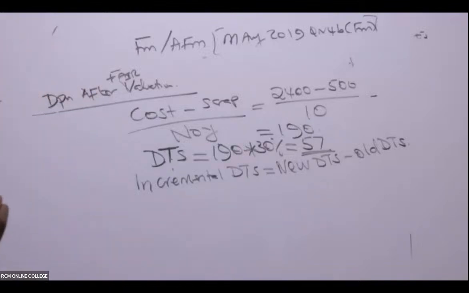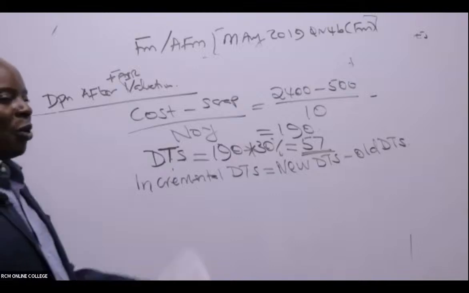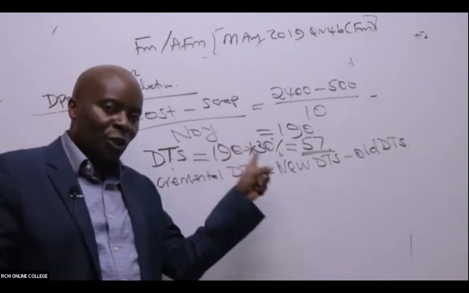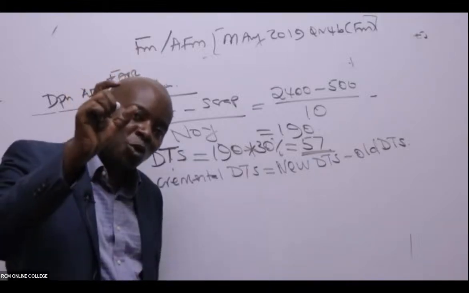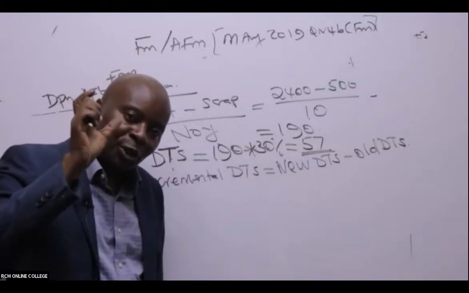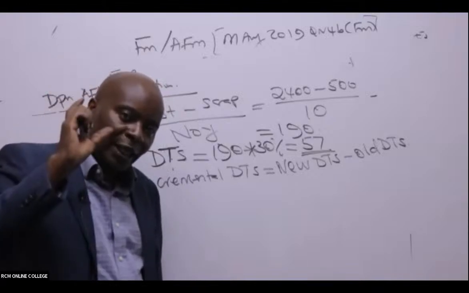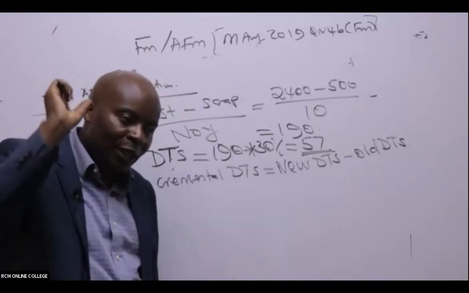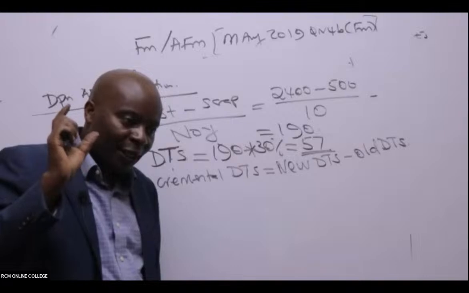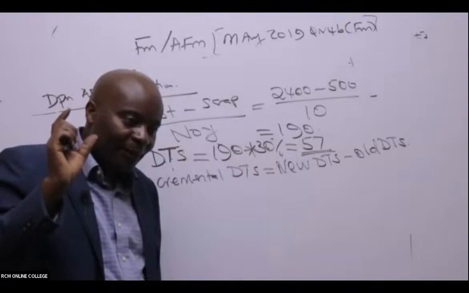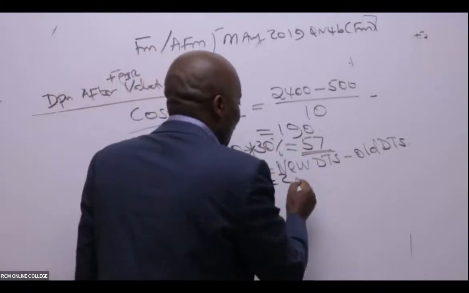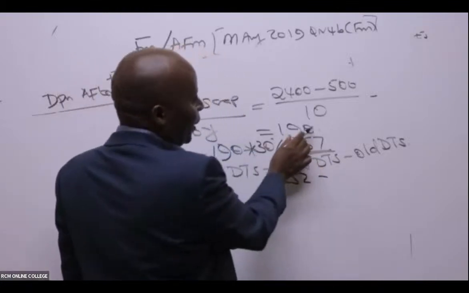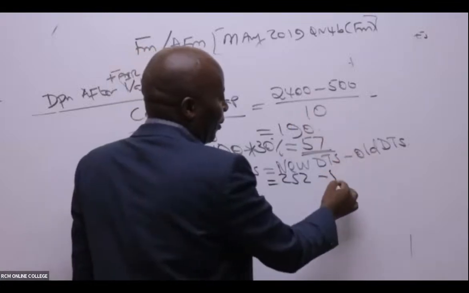So for me to get this incremental depreciation tax shield, I will take the new depreciation tax shield over the old. Is there somebody who is able to remind us what the new machine's depreciation tax shield was? For the new machine, up there, we did that. Okay, great. 252 minus now the old. Remember this for the old machine, which was revalued, minus 57.